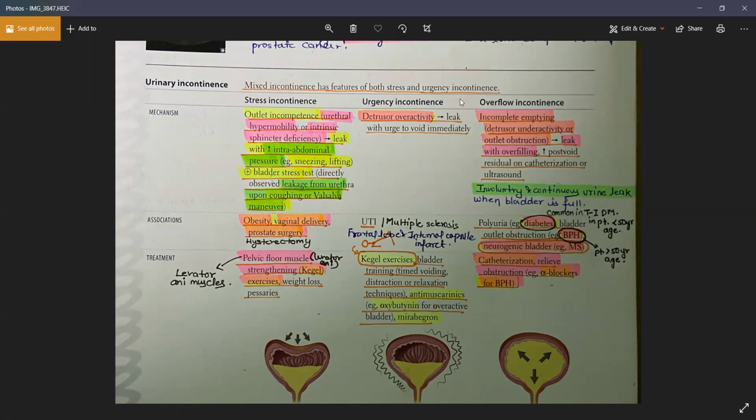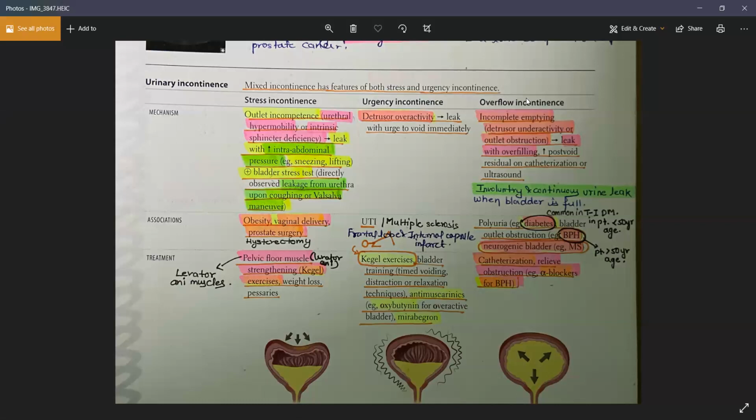In the urgency incontinence, you will have an urgency of micturition. You cannot hold the urine, you will get a sudden urge to micturate. Okay, and then you micturate without even reaching the washroom, for example, right? So it happens because of an overactivity of the detrusor muscles. So the patient gets a sudden urge for micturition that they cannot hold their urine.